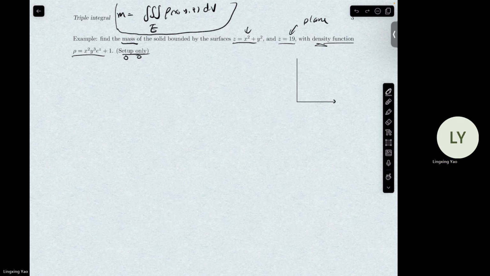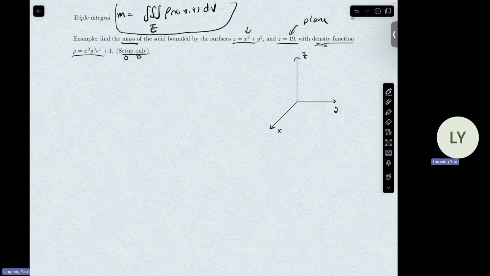First, x, y, z, and z is relatively easy. z will be a plane. We know z equals 0 is the xy plane. z equals 19 will be a plane parallel to the xy plane, at the height 19.